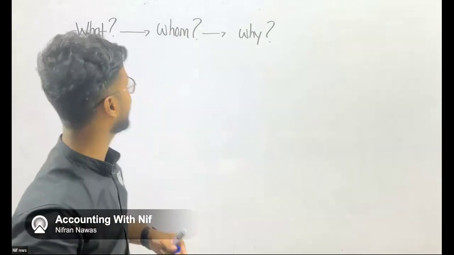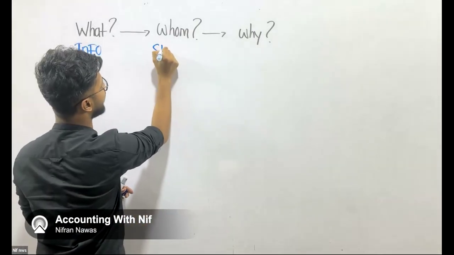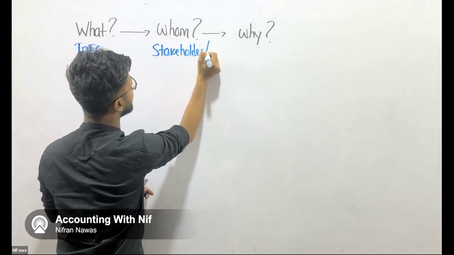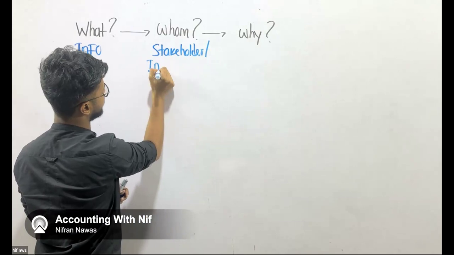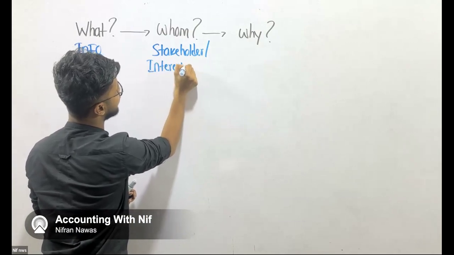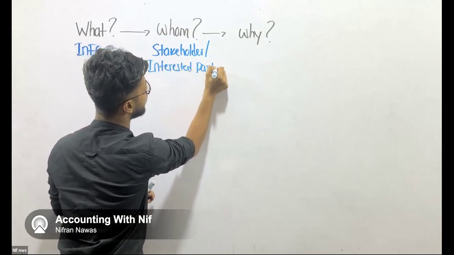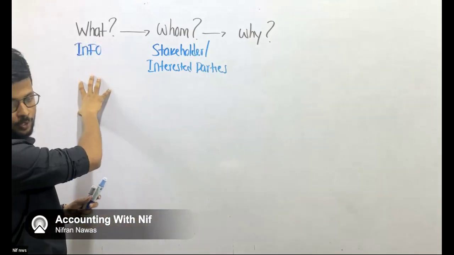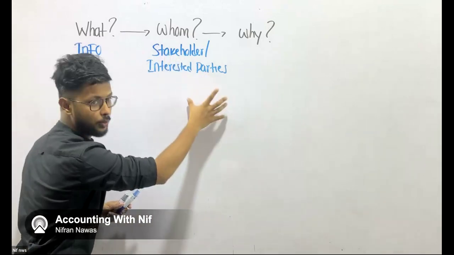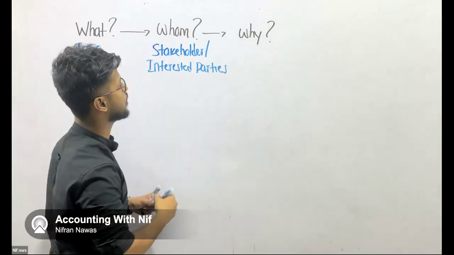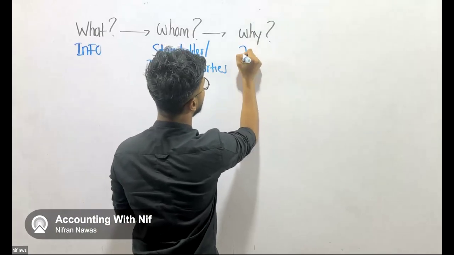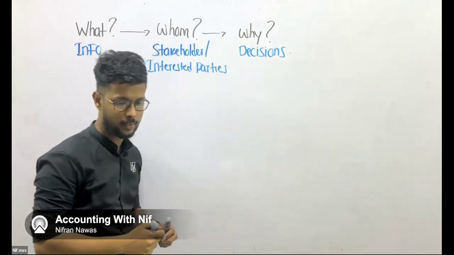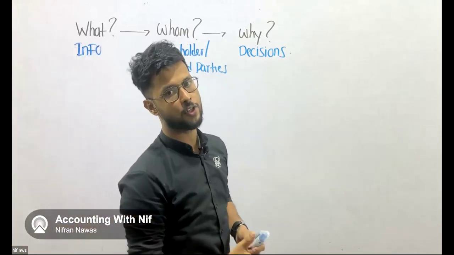Right. We are basically providing it to the stakeholders. Stakeholders are synonymous with interested parties. Generally, the examiner might use either the term stakeholders or the term interested parties. So we are providing information. To whom are we providing it? We are providing it to the interested parties. And why is such information provided? So that the interested parties will be able to make decisions, right? So this is basically the definition of accounting.